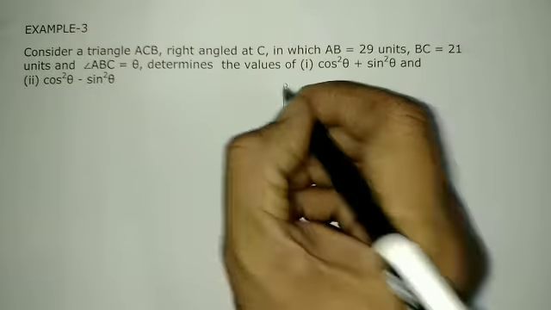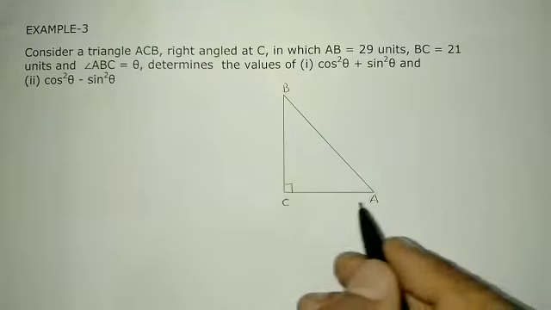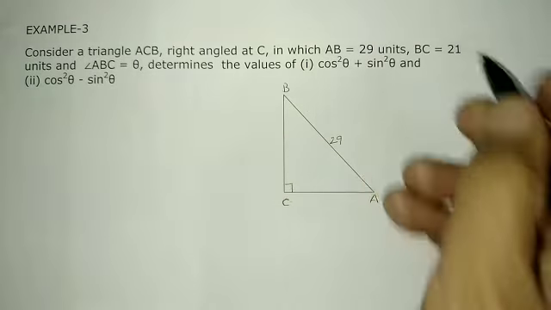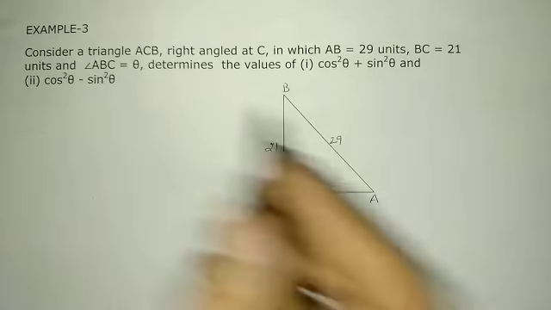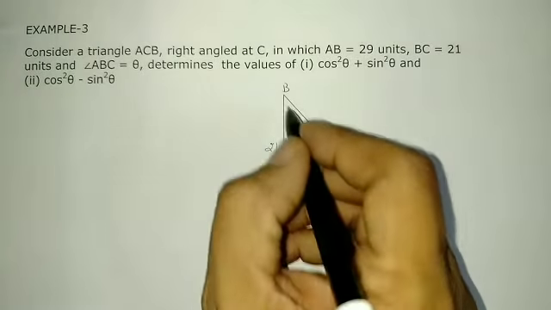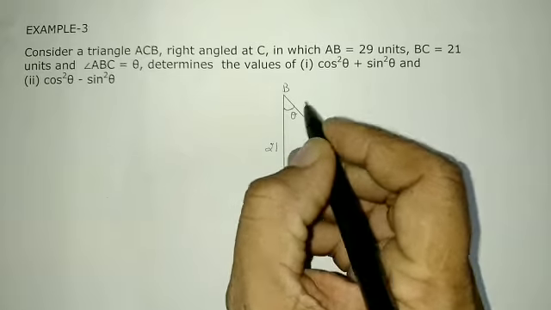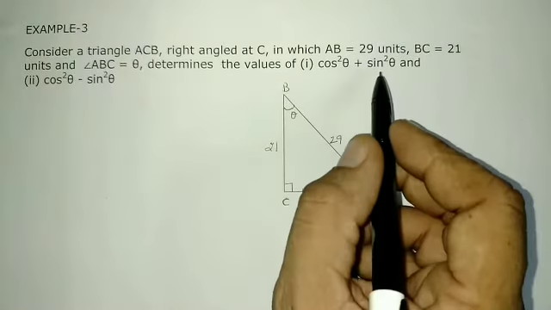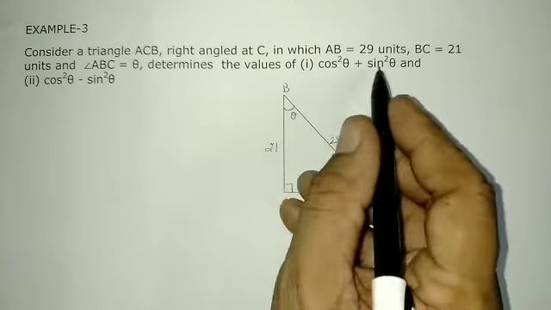So ABC is a right angle triangle, right angle is at C. AB equal to 29 units, hypotenuse is given as 29 units, BC 21 units, and angle ABC equal to theta given. And you have to find the values of cos square theta plus sin square theta and cos square theta minus sin square theta. So you have to find sin theta.